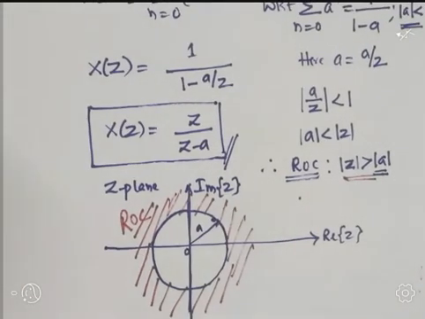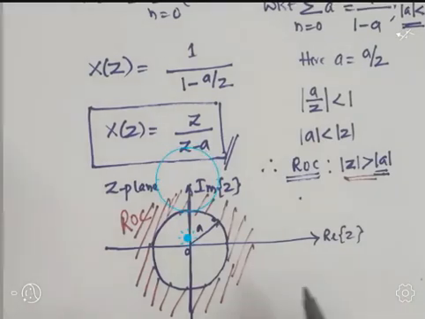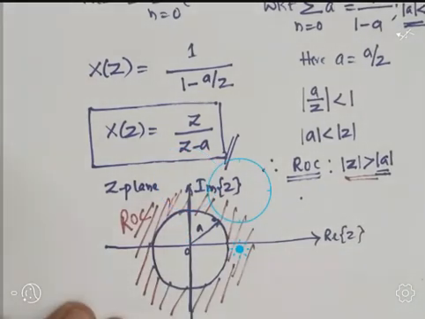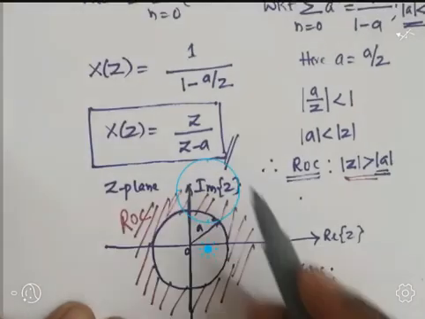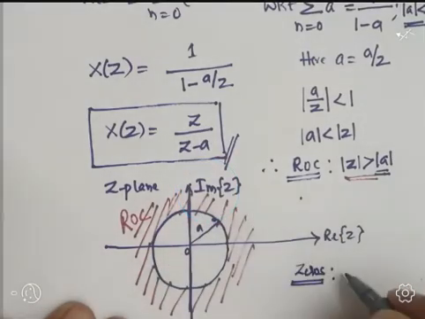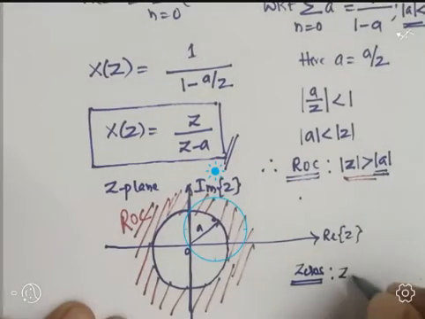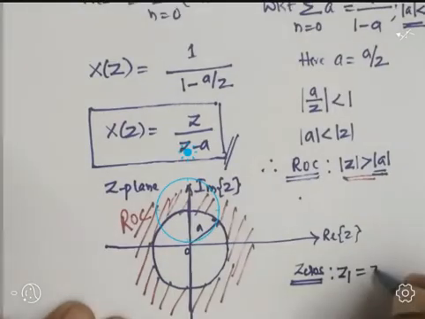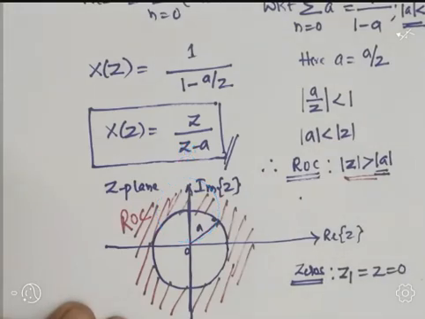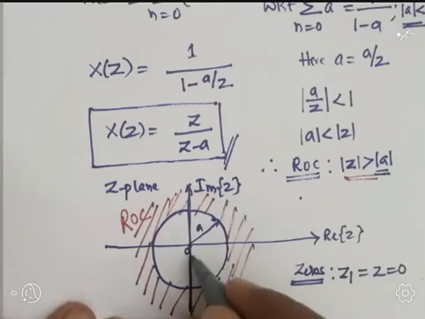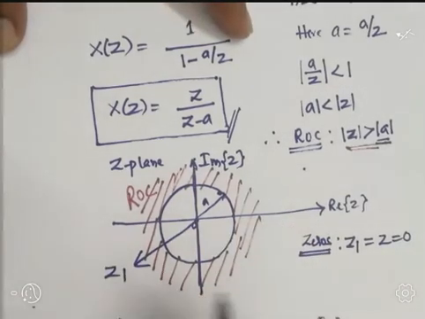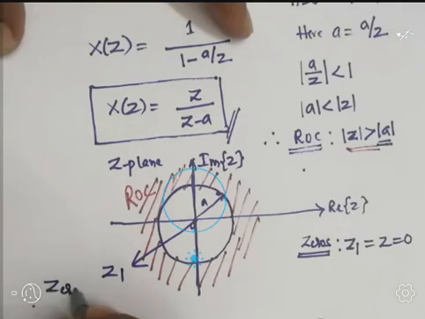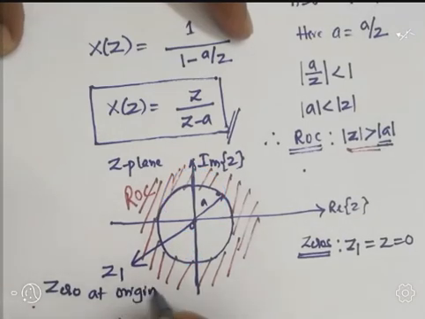Next, go for calculation of zeros and poles. Let us indicate the zeros and poles on the z plane. Equating the numerator polynomial to 0 will give zeros. Only one term is there, so one zero is there, indicated by z1. Equating the numerator, that is z, to 0, we got 0. Hence this point is z1, which means zero at origin.